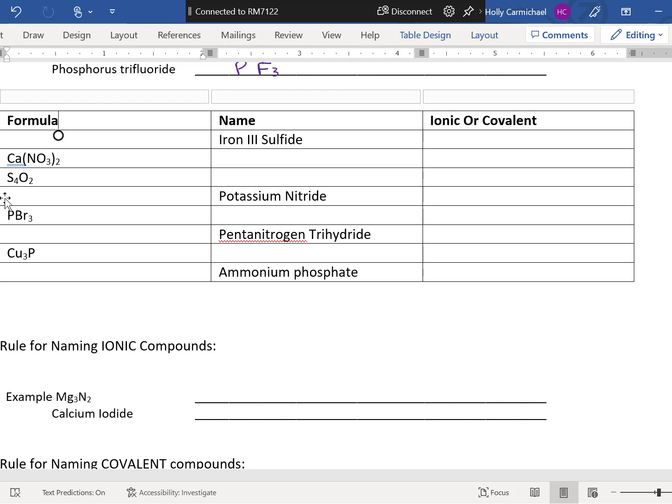How do you tell ionic? Look at the first element. If the first element is a metal, it's ionic. If the first element's a non-metal, then you know it's covalent. So how do you tell metals and non-metals? Zigzag line, right? So if the first element's over here, it's a covalent molecule. If the first element is any of these, then it's ionic. So go through, do those.